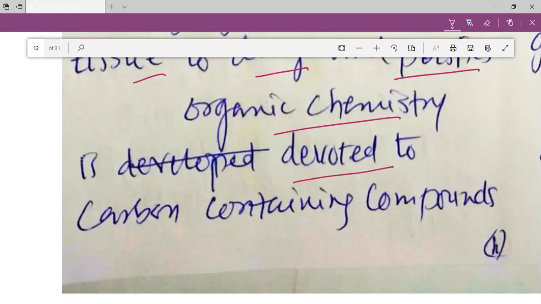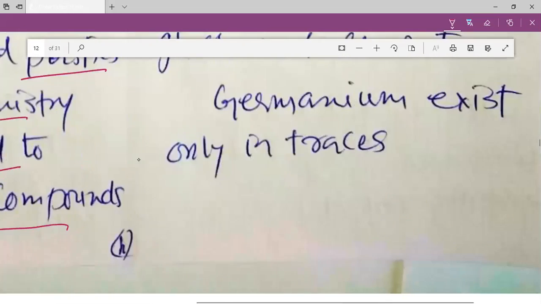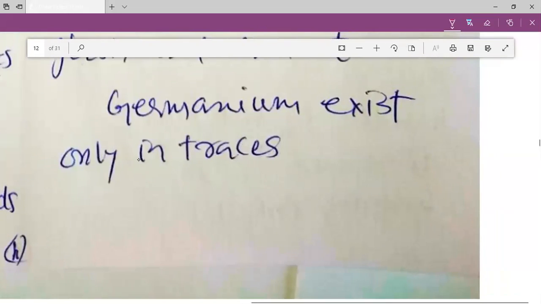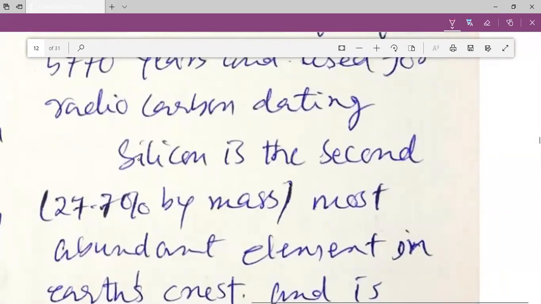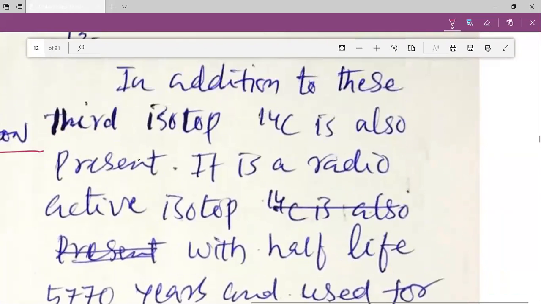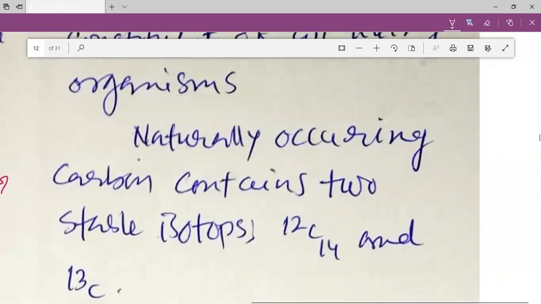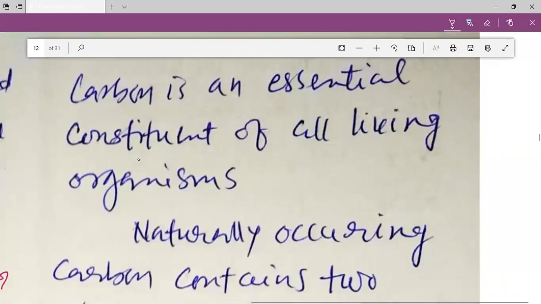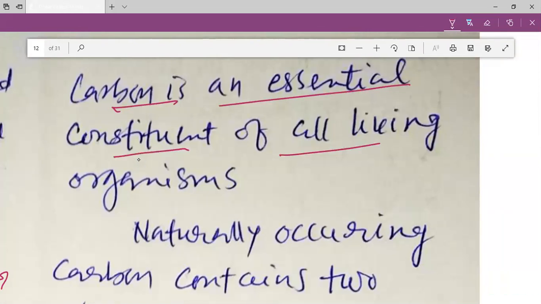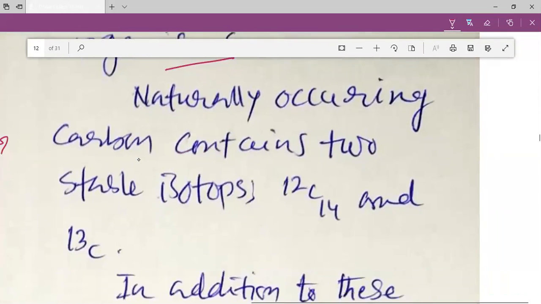Organic chemistry is devoted to the carbon containing compounds. So there is a special branch of chemistry, my dear students, where we study only the compounds of carbon, and that branch of chemistry is known as organic chemistry. This p block element chapter falls into inorganic chemistry, but the next chapter we are going to study falls into organic chemistry, where we will study about carbon compounds. Carbon is an essential constituent of all living organisms. So all living organisms are essentially formed by carbon.